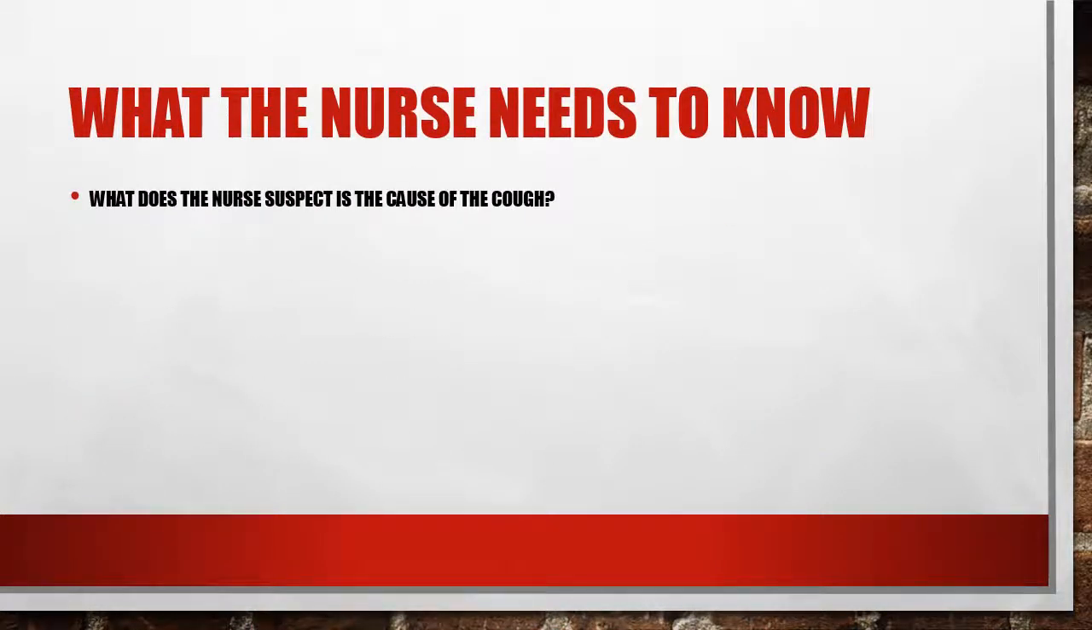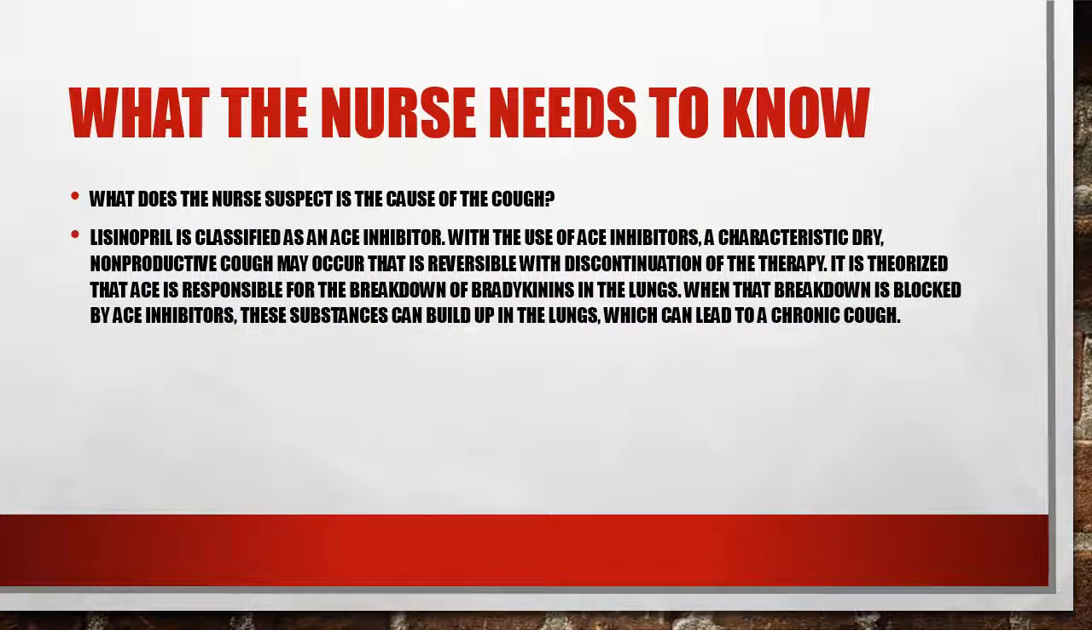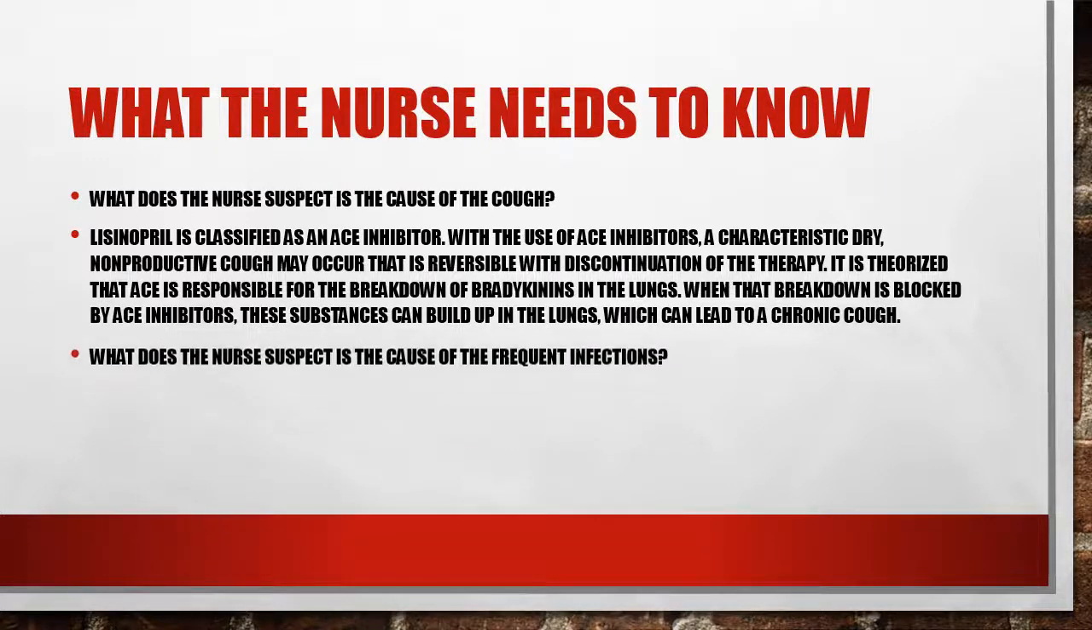What does the nurse suspect is the cause of the cough? Well, I hope that you might be thinking it could be the fact that he's on this pril. Lisinopril is classified as an ACE inhibitor, and with the use of ACE inhibitors, a characteristic dry, non-productive cough may occur that is reversible once we stop taking it. It's theorized that ACE is responsible for the breakdown of bradykinin in the lungs, and when that breakdown is blocked, these substances can build up in the lungs, and that causes a chronic cough.